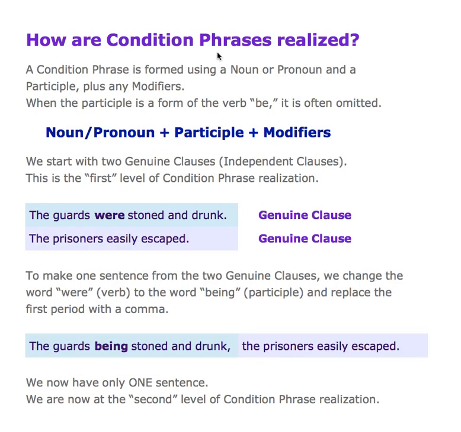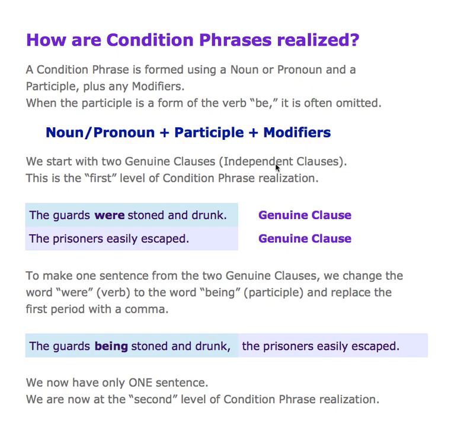So how are condition phrases realized? A condition phrase is formed using a noun or pronoun and a participle plus any modifiers. When the participle is a form of the verb be, it is often omitted. So here you have the formula. You don't always have modifiers, but you'll have a noun or a pronoun and some type of participle, even if it's only suggested. So we start with two genuine clauses.